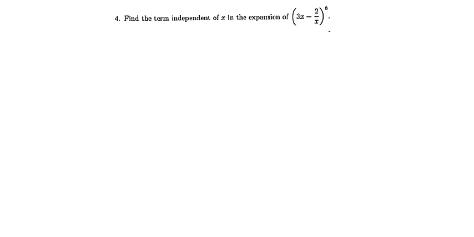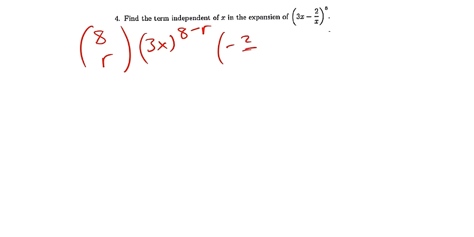Alright, so I'll just go direct to the point since we already know what to do here. So we use our formula. Our n in this case is 8. So 8 choose r, and then we've got 3x, which should be raised to the power 8 minus r, and then we also have negative 2 over x, which should be raised to the power r.